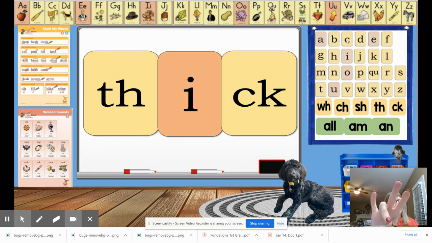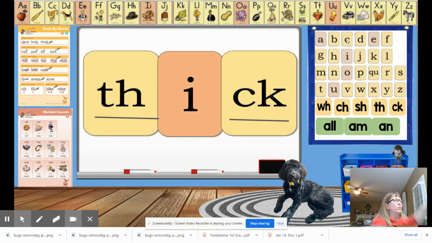Ick. Thick. Raise your hand and tell your teacher, how should I mark this word? How do I mark the word thick? Looks like there's a lot going on in that word. How do I mark that? That's right. To mark the word thick, I'm going to underline the TH and the CK because they're both digraphs. They're both digraphs. Okay.